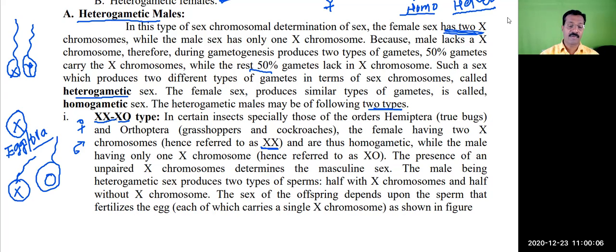So 50% will be X and 50% will be Y. This condition will be found in X0 genotype, and this case is found in some bugs, in some grasshoppers, as well as cockroaches.